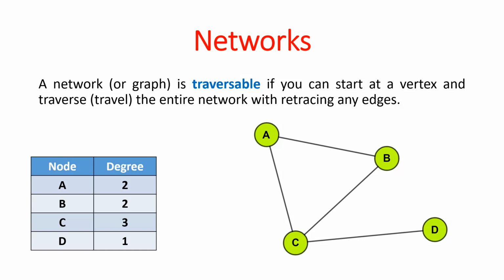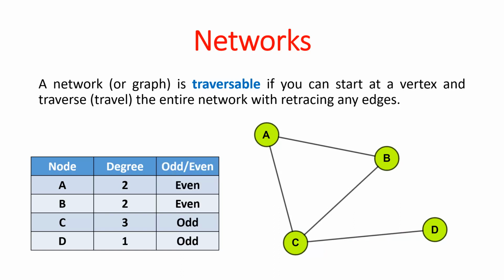Like for this example, this network here, we have four nodes, A, B, C, and D. And we talked about degree. Degree is how many edges come into the node. So A has a degree of 2, B has a degree of 2, C has a degree of 3, and D has a degree of 1. We're going to classify each node as either an odd or an even node, depending on whether the degree is an odd number or an even number. So A and B are both even nodes, and C and D are both odd nodes.